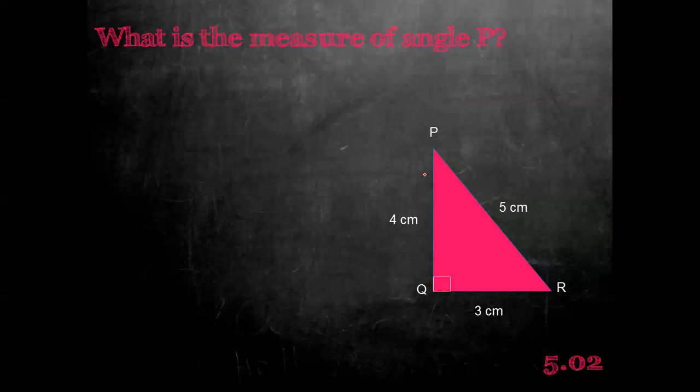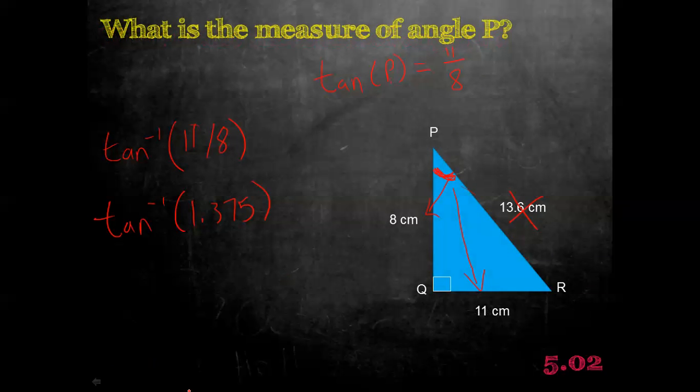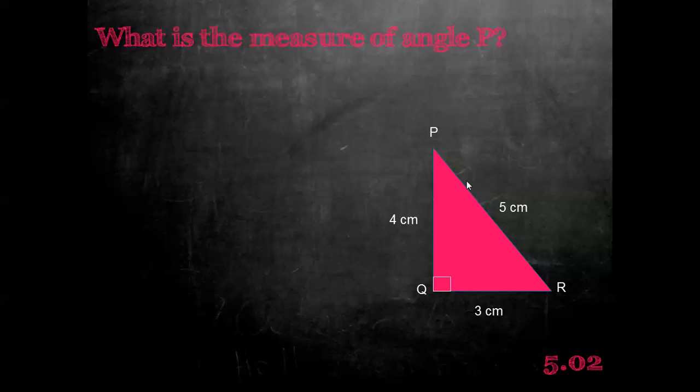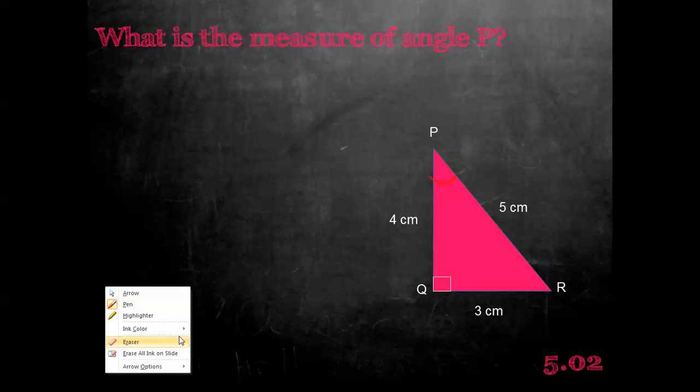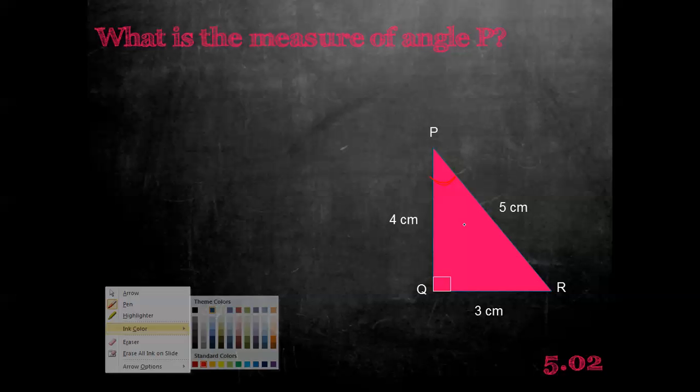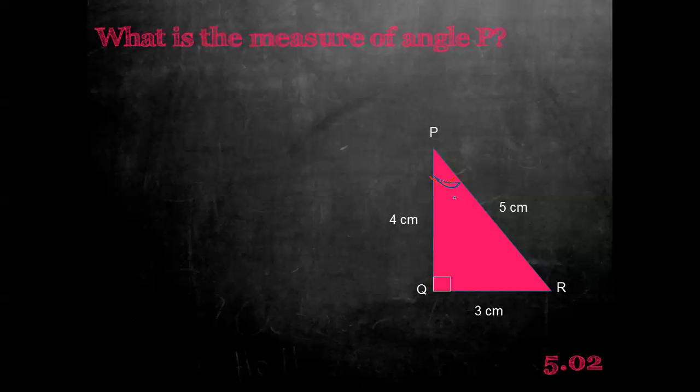Okay, this one wants to know what is the measure of angle P. The same thing right here, we're going to do the same exact thing. So here we have angle P. Remember, the tangent of angle P is going to be opposite, that's 3, over the adjacent side, so that would be 4.